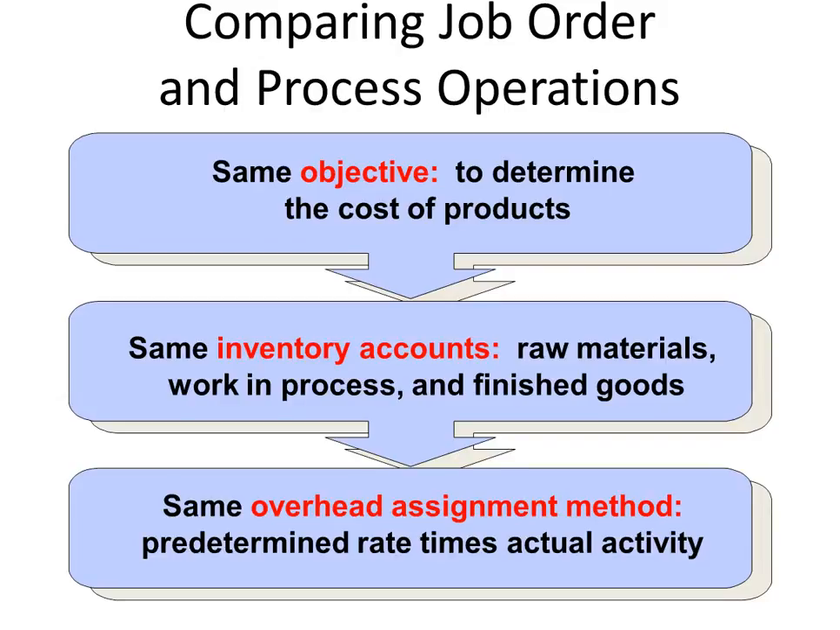Again, your objectives are the same: to determine the cost of the products. Same inventory accounts. You still have raw materials, work in process, and finished goods. And the same overhead assignment method. So there's really not much different here. You might have a predetermined rate, and your activity level might change. You might be driven by materials instead of labor, because often the process method is highly industrialized or machinery-based, not involving as much labor. It might be more material conscious. So for that predetermined rate, the activity that you're using as the basis for calculation might change.